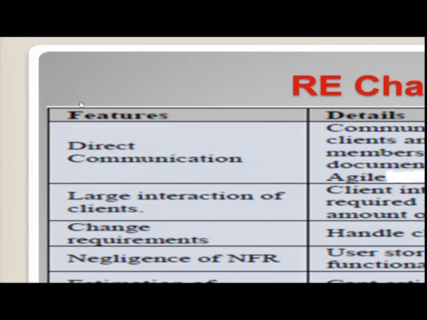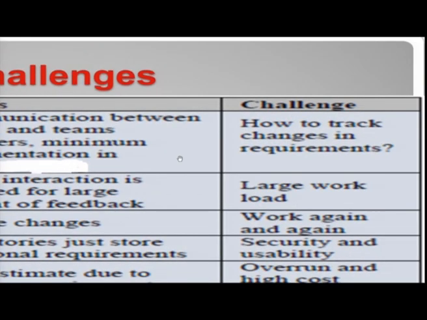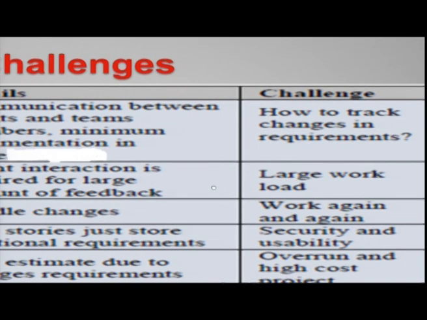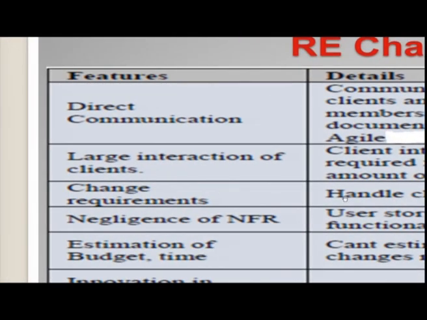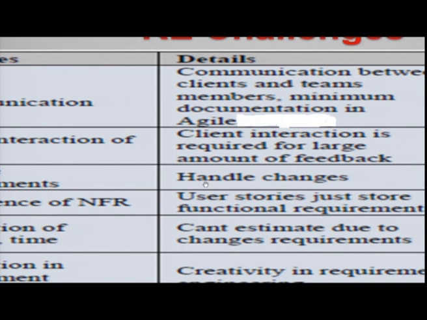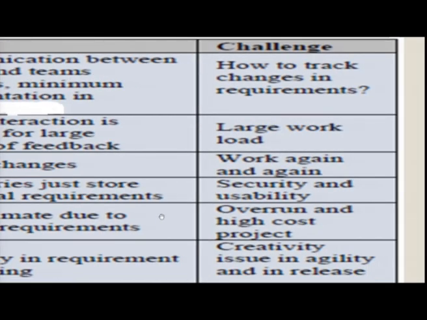As far as the first feature is concerned, you have the direct communication. The details are the communication between the client and the team members. Minimum documentation in Agile is required. The challenge is how to track changes in requirements, which is a very big challenge. Then the second feature is large interaction of clients. As far as the details, client interaction is required for a large amount of feedback. The challenge is large workload.